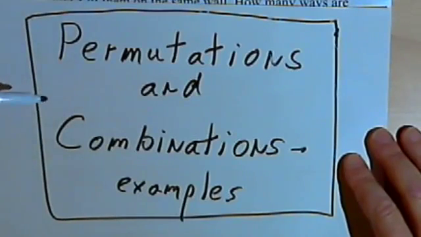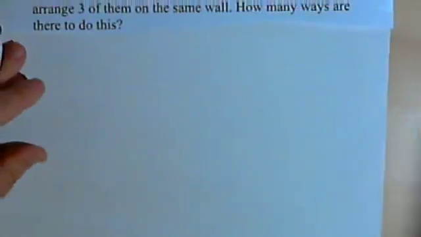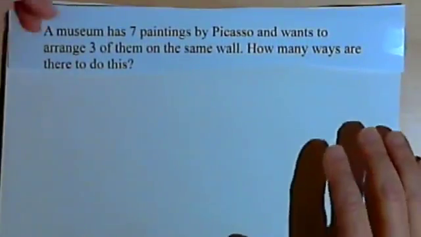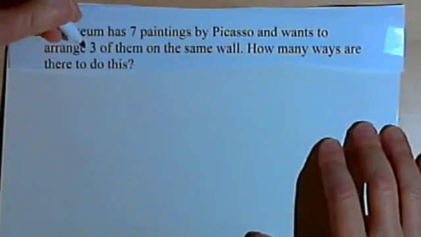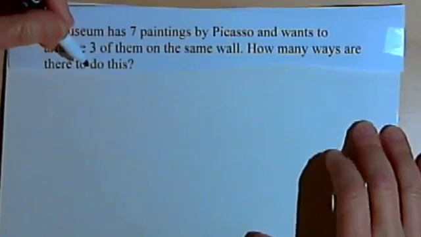And in this video, I want to do some word problems involving permutations and combinations. So here's the first example. A museum has 7 paintings by Picasso and wants to arrange 3 of them on the same wall. How many ways are there to do this?